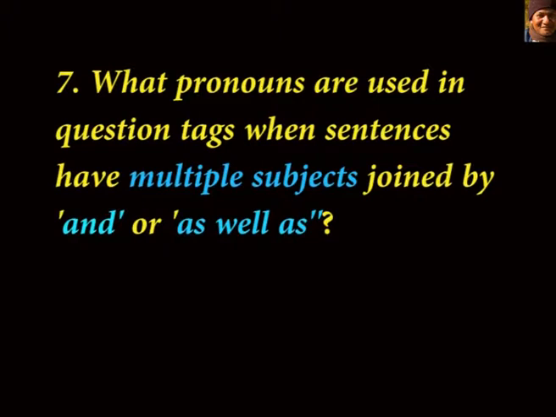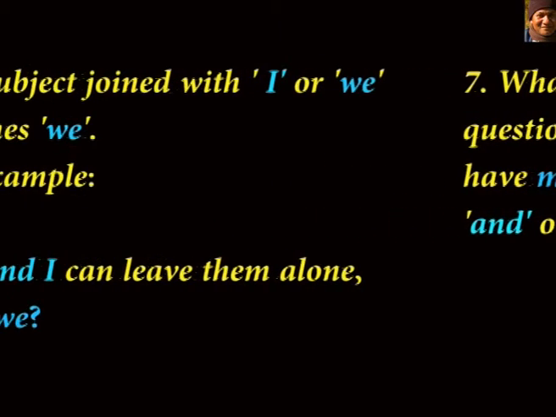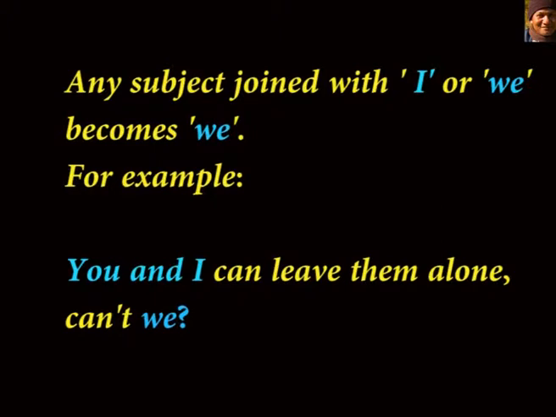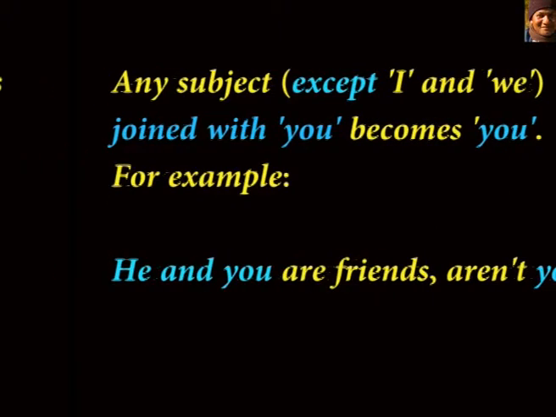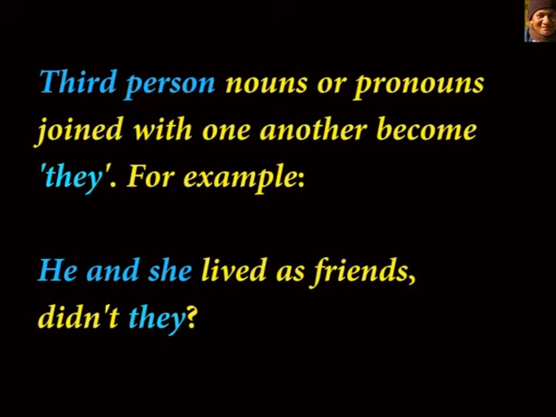Number 7. What pronouns are used in question tags when sentences have multiple subjects joined by and or as well as? Any subject joined with I or we becomes we. For example, you and I can leave them alone, can't we? Any subject except I and we joined with you becomes you. For example, he and you are friends, aren't you? Third person nouns or pronouns joined with one another become they. For example, he and she lived as friends, didn't they?